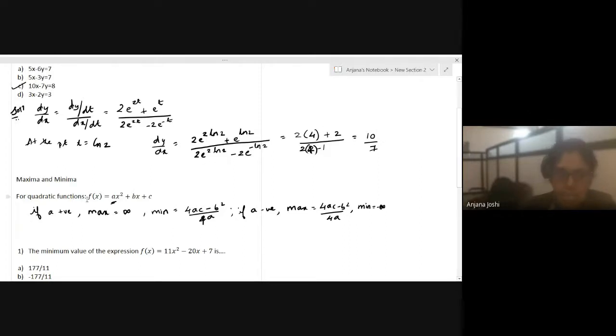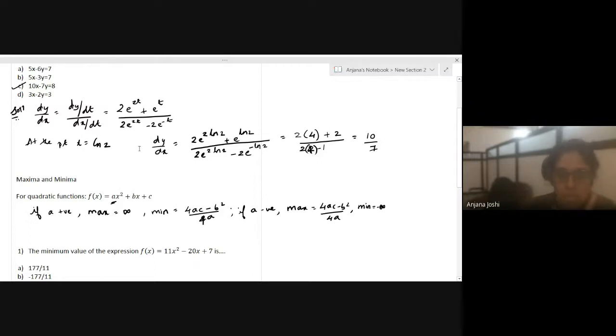Now, you can see that in the given options, we have 5x minus 6y equal to 7, 5x minus 3y equal to 7, and so on. But the only equation which contains 10 by 7 is option C. Hence, we shall consider 10x minus 7y is equal to 8 to be the solution.